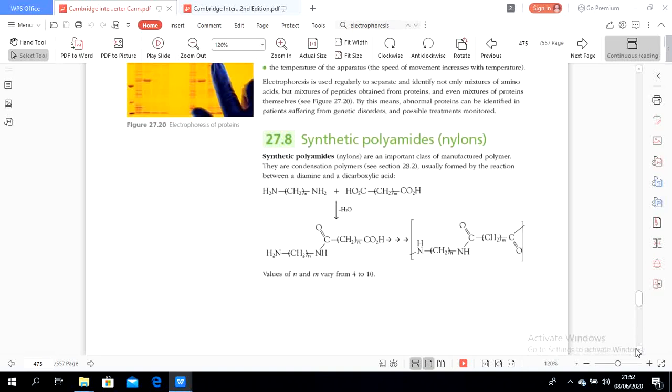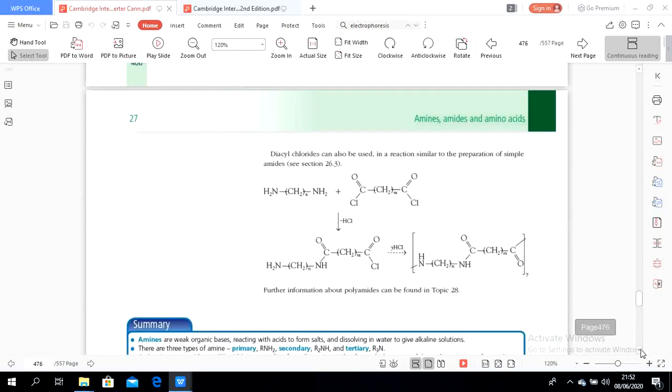The linkage can be an amide linkage or an ester linkage. Since this is an amide linkage, there is an amide link between one molecule and the next in the polymerization process. Here, diacyl chloride can be used in a reaction similar to the preparation of simple amides. These are two different monomers. This is the diamine. This is the diacyl chloride. So when these two monomers react, they become a polymer. What is the small molecule that is given out? It is HCl.